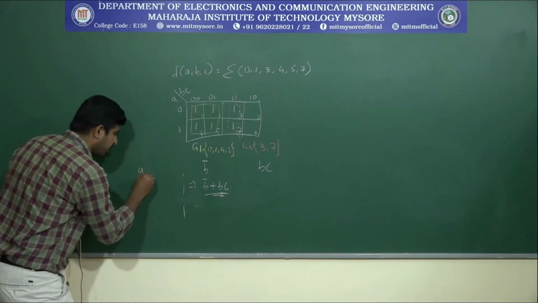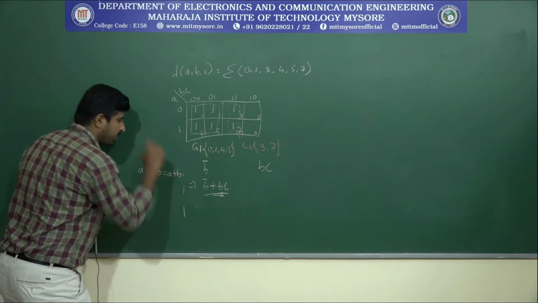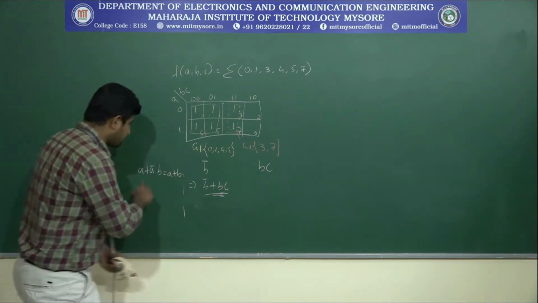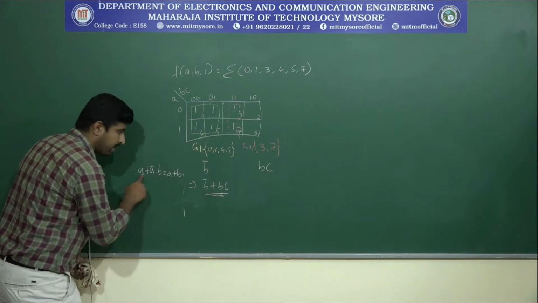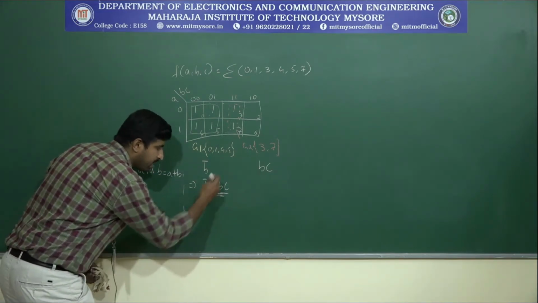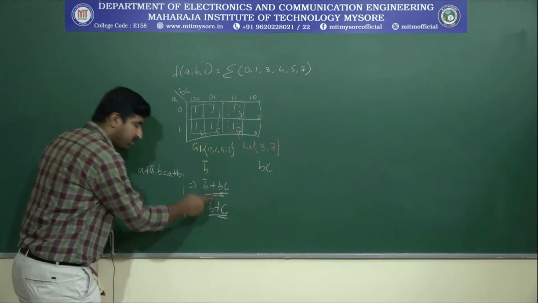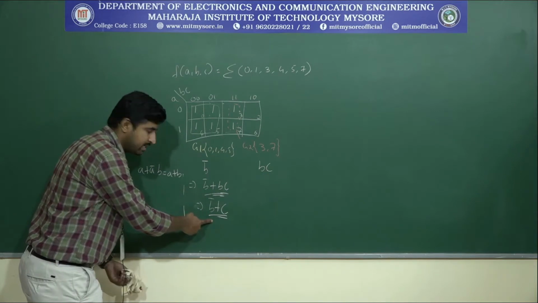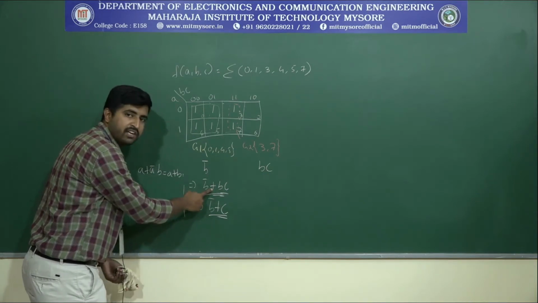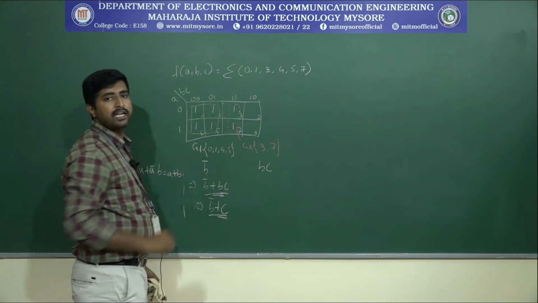So we know that A plus A bar B equals A plus B, right? So this equation can be simplified further as B bar plus C. Again, further simplification is possible. That means this is not the simplified equation. That's why we should not group these two separately.